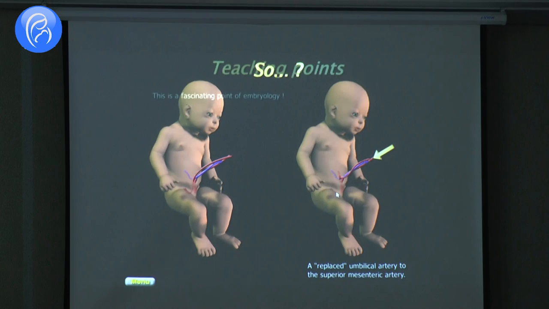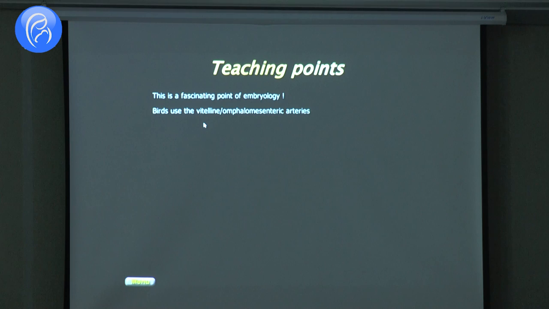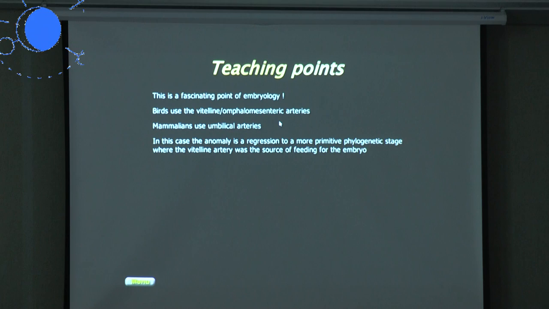So this is a fascinating point of embryology. Birds use the vitelline arteries, but when we move from the yolk sac to using the placenta, we completely abandon that system and we move to the umbilical arteries. Now, this is a case in which there is a regression to a more primitive phylogenetic stage where the vitelline artery was the source of feeding for the embryo.